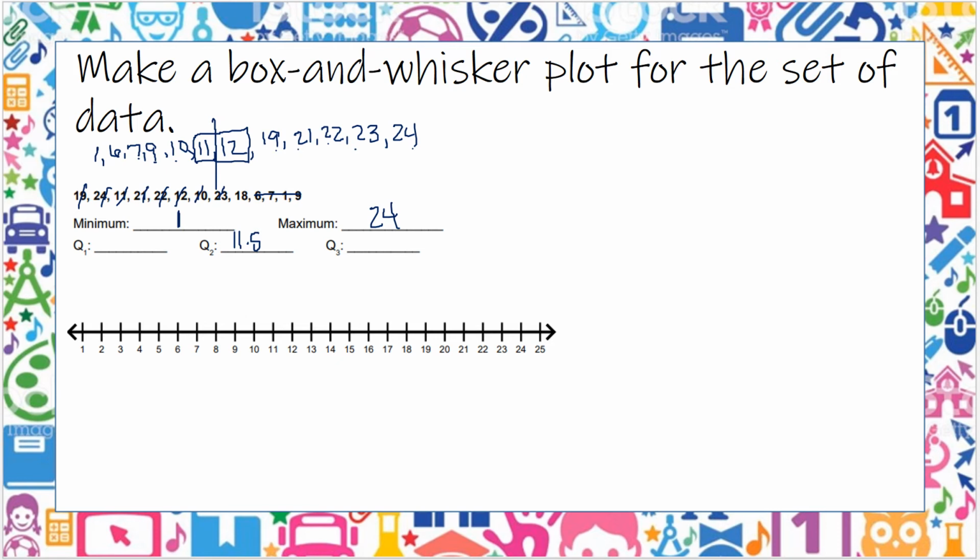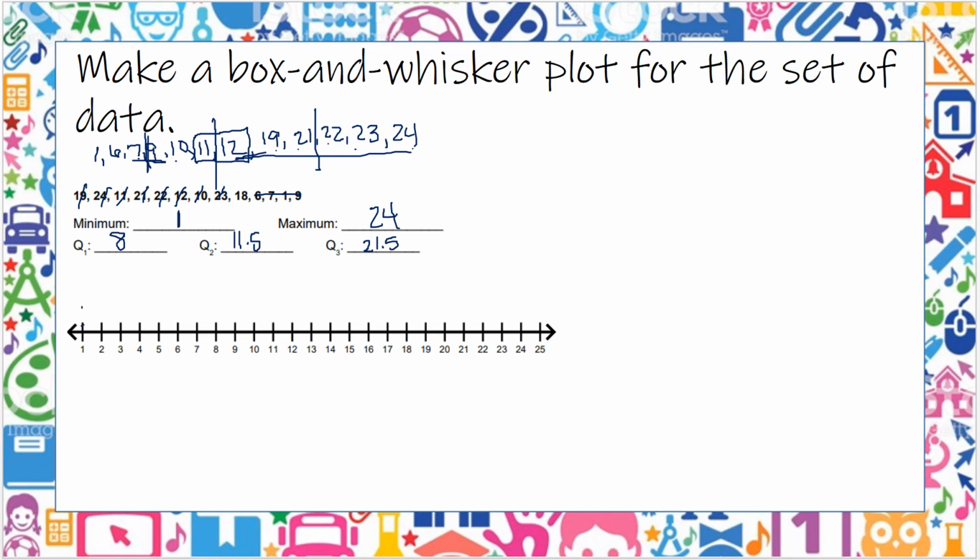Now I'm going to find the middle of my quartiles. So the middle of this side, I've got 6 numbers. It's going to be right here between 21 and 22. Halfway between that is 21 and a half. Then I've got to do the same thing over here. There's the middle. Halfway between 7 and 9 is 8. So now I can draw my box and whisker plot.